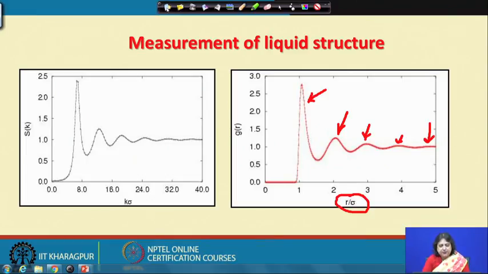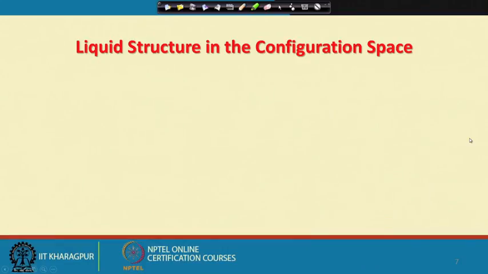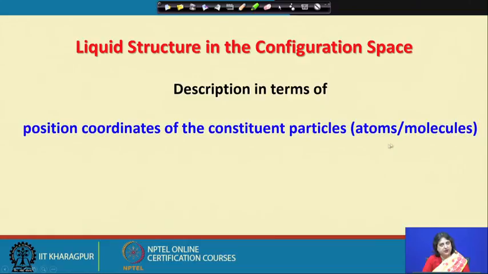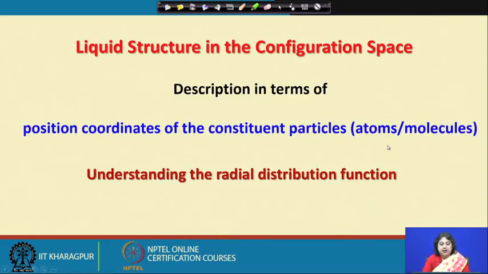So, in the next part of this lecture, I am going to talk about the quantitative description of the liquid structure in the configuration space, where I explicitly discuss this correlation in the position coordinates of the constituent particles of my liquid sample. And with that, I would like to introduce the concept of the radial distribution function, which I showed to you in the previous slide as g(r).